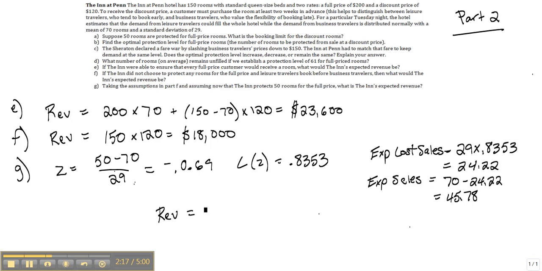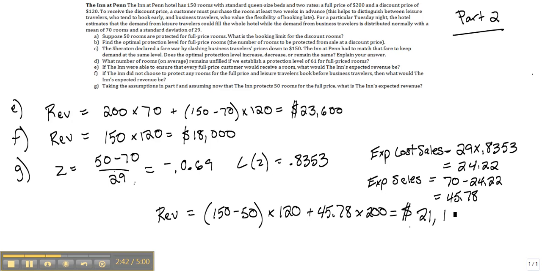Applying these now to our revenue, what we know is that we protected 50 rooms at the high price, so the other 100 will sell for $120 per night, plus what we expect to sell of high-priced customers, which is our expected sales, times the 200 price point. And we get expected revenue, therefore, of $21,155.